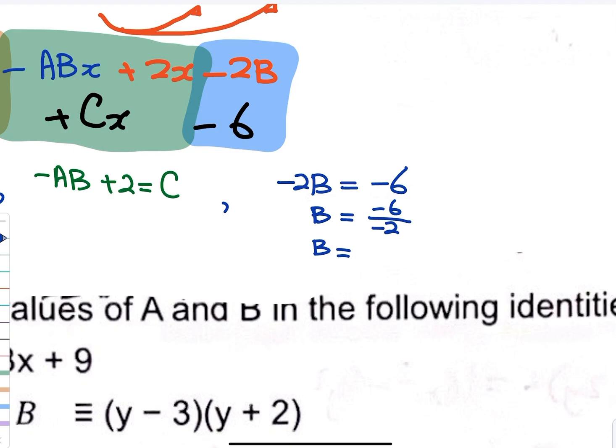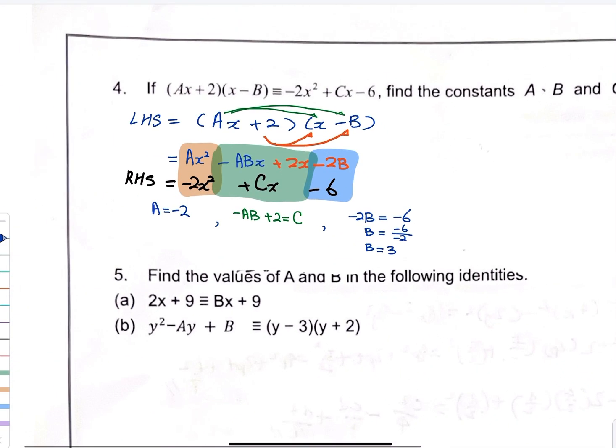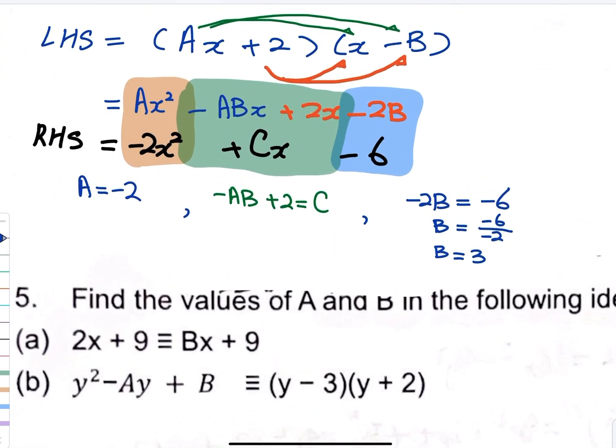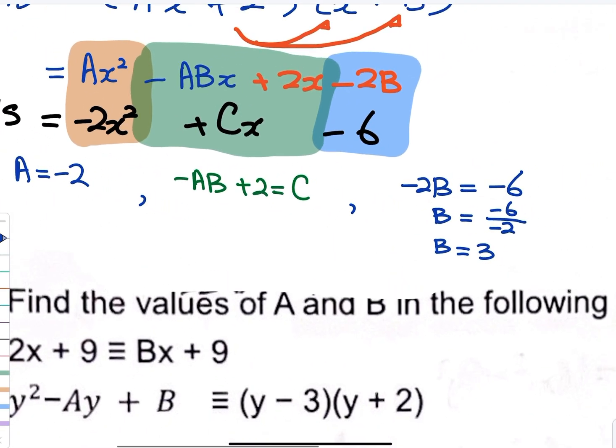Negative cancel with each other. 6 divided by 2, 6 divided by 2, 3. So b is 3. We know a, we know b, and then do we know c? Let's just calculate. We know a, right? A is negative 2. We know b, right? B is 3. And the other things just copy it down.